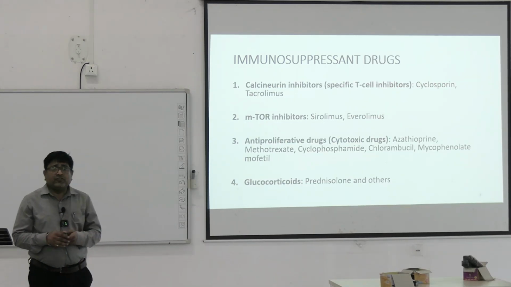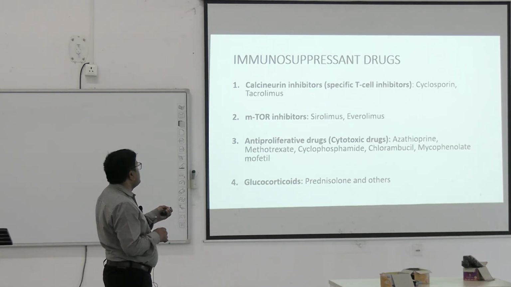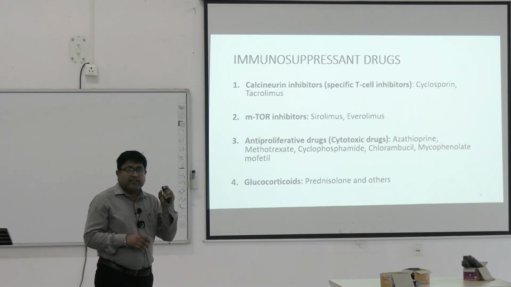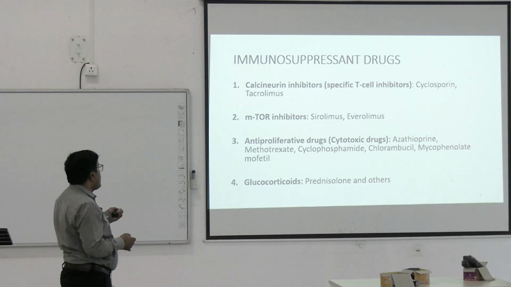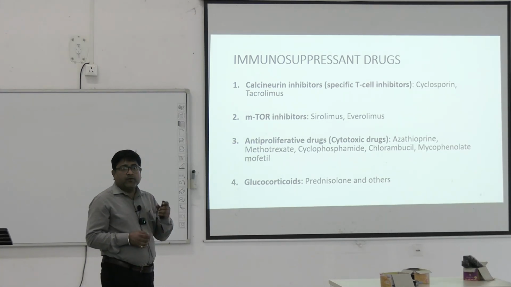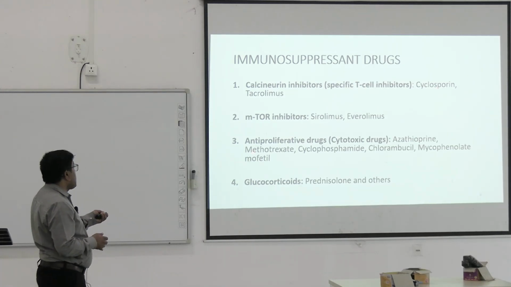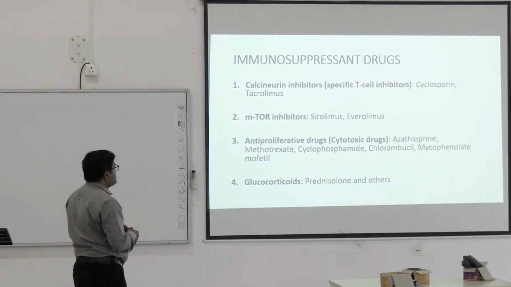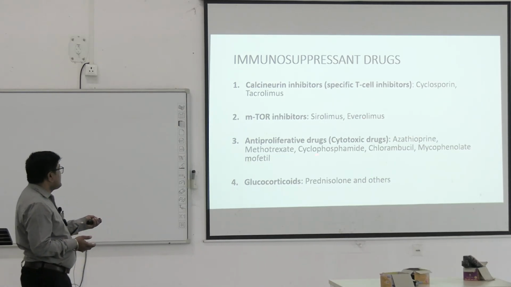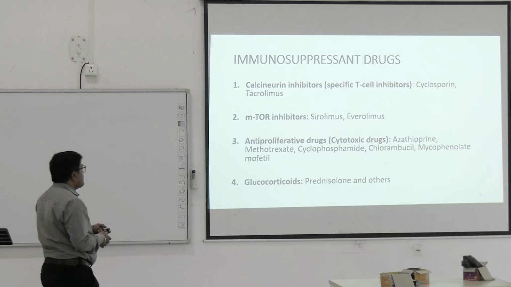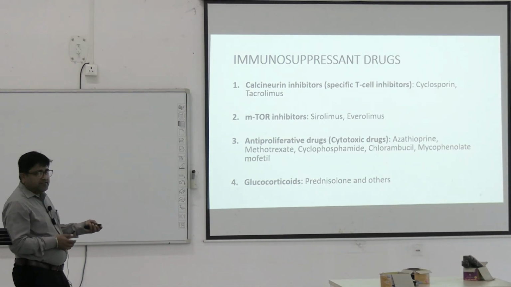Now, these are the immunosuppressant drugs available. Number 1, very important, calcineurin inhibitors. These are specific T cell inhibitors. They include basically cyclosporine and tacrolimus. Number 2, mTOR inhibitors, that include sirolimus, everolimus. Anti-proliferative drugs or the cytotoxic drugs that include azathioprine, methotrexate, cyclophosphamide, chlorambucil, mycophenolate mofetil. Then glucocorticoids, prednisolone and others.